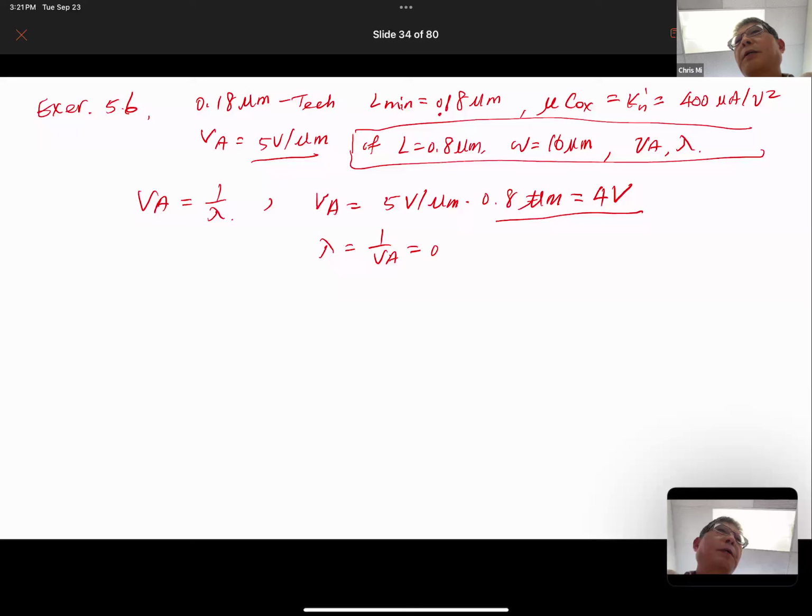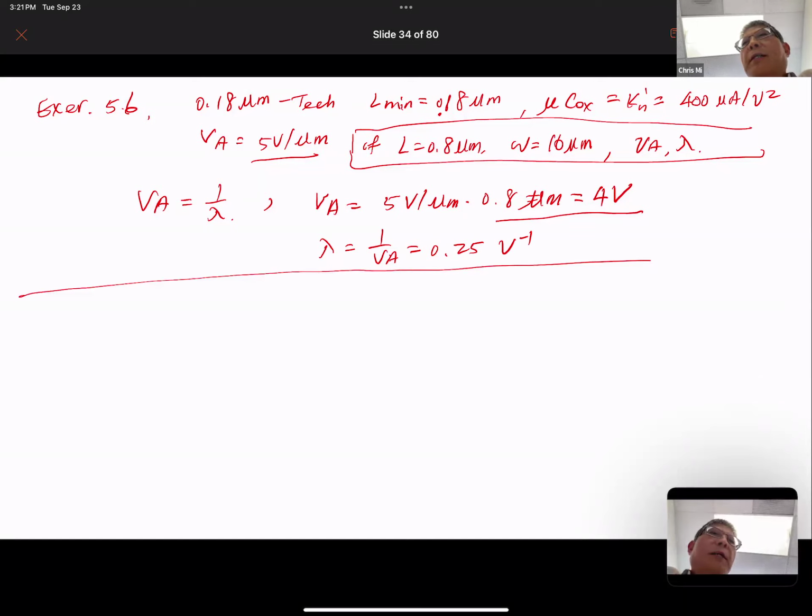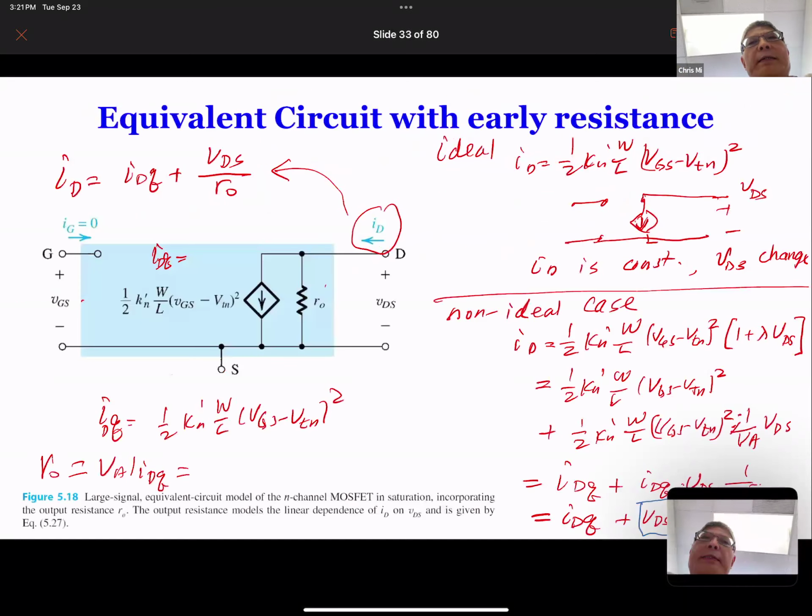It's going to be 0.25, and that unit is volt reciprocal. So that's one question. And the second part question was asking for ID.